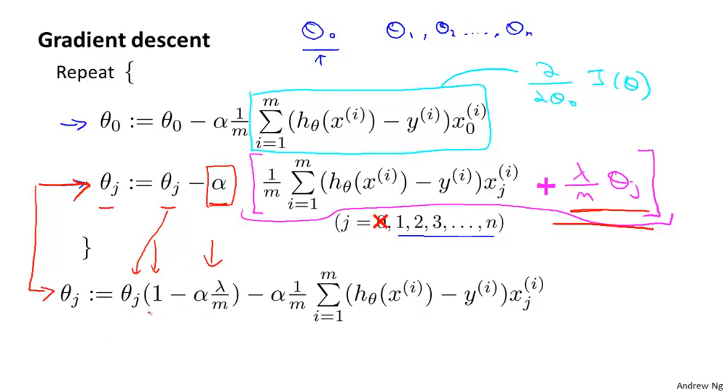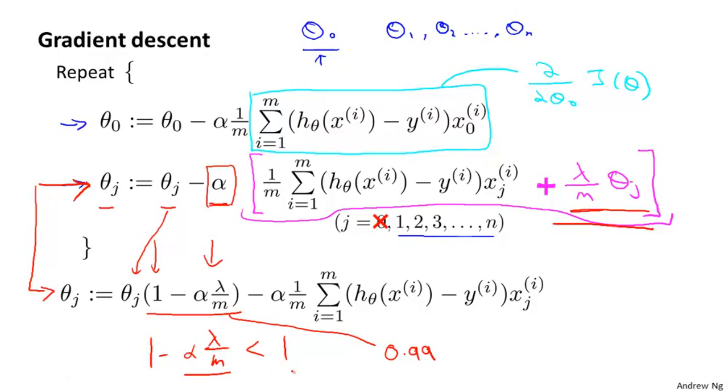And this term here, 1 minus alpha times lambda over m, is a pretty interesting term. It has a pretty interesting effect. Concretely, this term is going to be a number that's usually a little bit less than 1, because alpha times lambda over m is going to be positive. And usually, if your learning rate is small and if m is large, this is pretty small. So think of it as a number like 0.99, let's say.